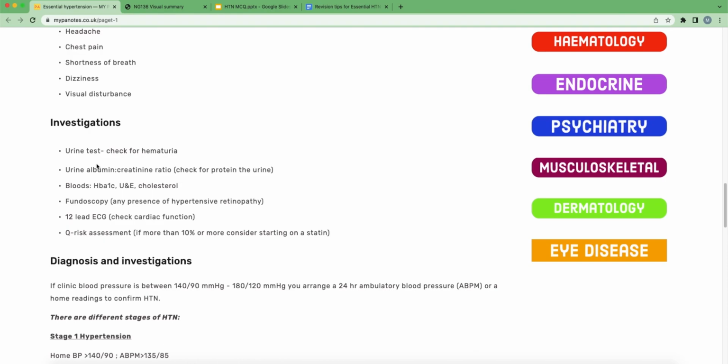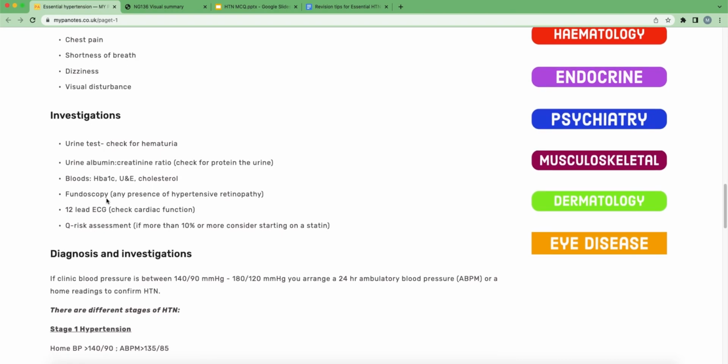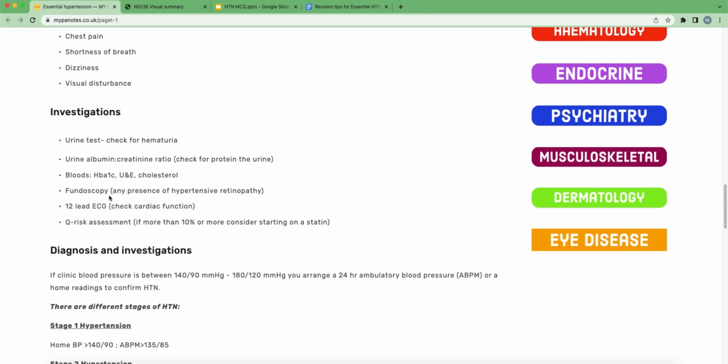If you are able to do a fundoscopy and you're suspecting organ damage, then you can look at the back of their eyes. If you're unable to perform fundoscopy, you can refer the patient to the optician, and they should be able to help you with that. I think most places have a community eye service, so you can refer patients there. Obviously, if you are really worried, you can tell them to go to the hospital.